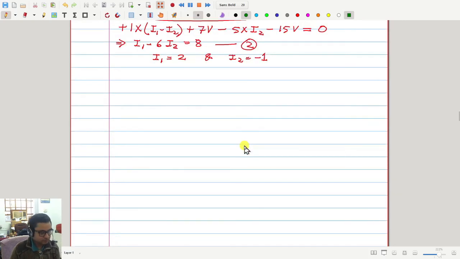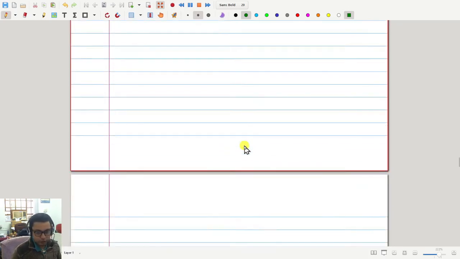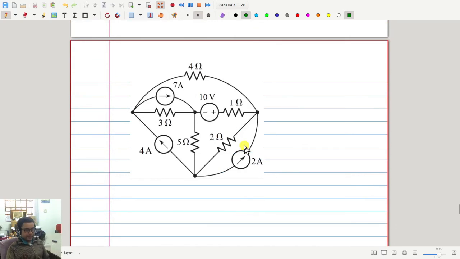Sir, can we use the star method here? Star delta conversion. You can try. I have not tried, but you can try. Why will it not work? It should work. Acha.